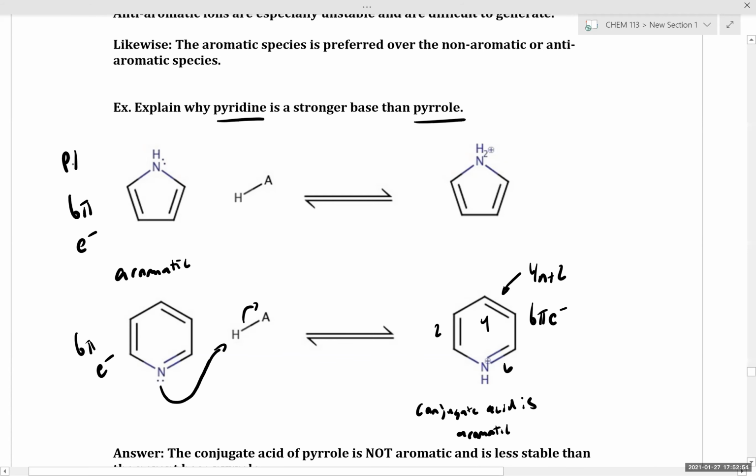Comparatively, if we start with pyrrole and we protonate pyrrole, looking at this product, this conjugate acid of pyrrole, is this species aromatic, anti-aromatic, or non-aromatic?